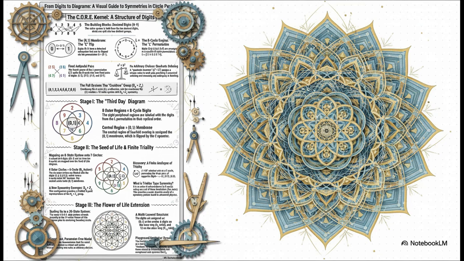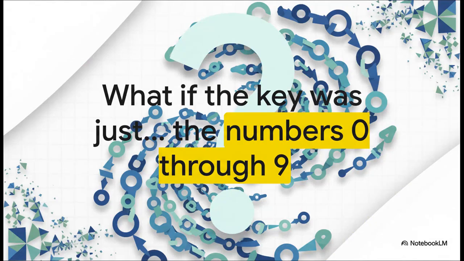crack the code? And what if I told you the key, the Rosetta Stone for this whole thing, isn't some crazy complex formula from a university textbook? What if it's something you've known your entire life? Yep, the 10 digits, 0, 1, 2, 3, 4, 5, 6, 7, 8, and 9. Turns out there's a secret rhythm, a hidden structure, in how these numbers relate to each other.